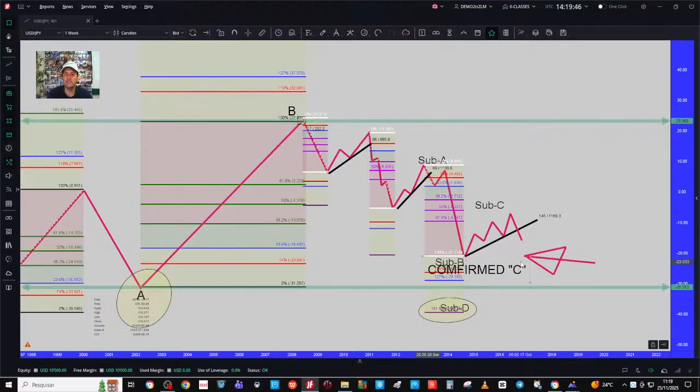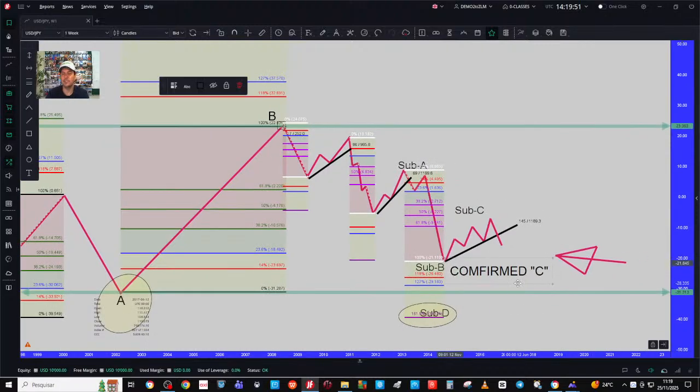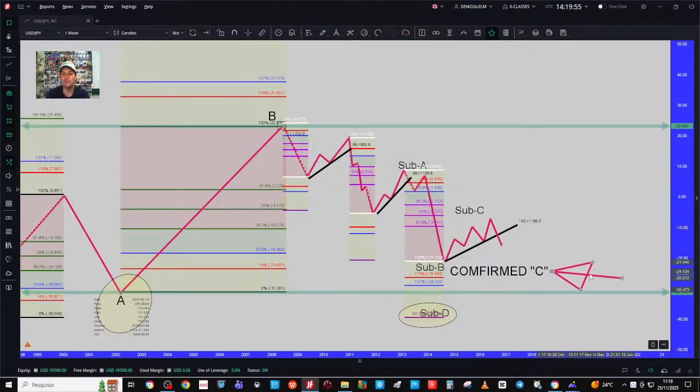Okay, everybody? Now, what does this mean, the confirmed C? The confirmed C means that once the market finds the confirmed C, there is an 80% chance that the market is going to go back up and never turn back down again. Make sense?